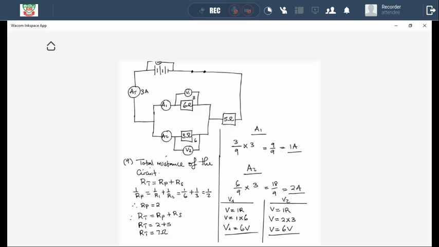Now, something very interesting here that we can actually note. The readings for V1 and V2 are the same. Why is it the same? It is the same because it's a parallel connection. Remember, we said on a parallel connection, potential difference is the same, but the current divides. Is that clear? So this calculation is correct.